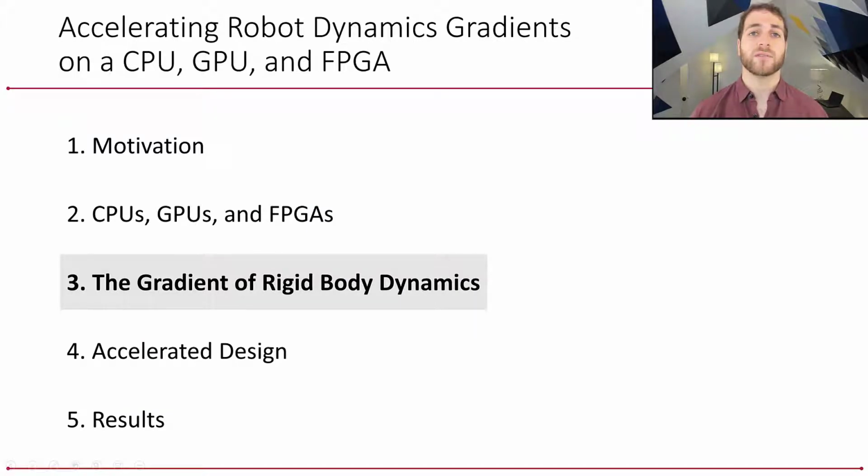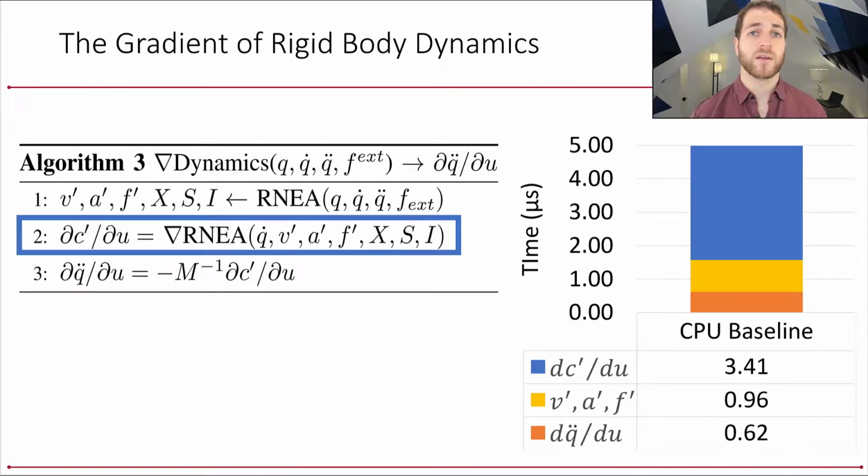Now, before we can actually dive into our accelerated designs, we need to understand the algorithm that we're going to refactor and redesign for these different hardware platforms. And that algorithm is the gradient of forward dynamics for a rigid body robot. That algorithm can be broken down into 3 steps. First, computing some intermediate terms using the recursive Newton-Euler algorithm, then computing the gradient of the recursive Newton-Euler algorithm, and finally taking that gradient output and multiplying it by the inverse of the mass matrix to get the final result.